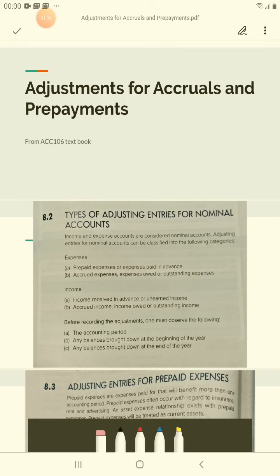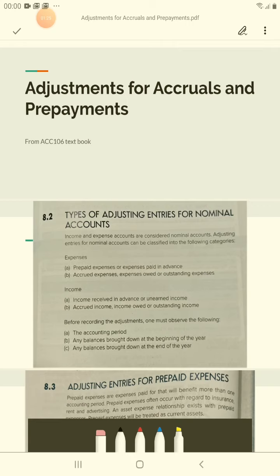Okay, so today I will move on to the next one, adjustment for accruals and prepayments. Accruals and prepayments occur when the transaction happens between two accounting periods.